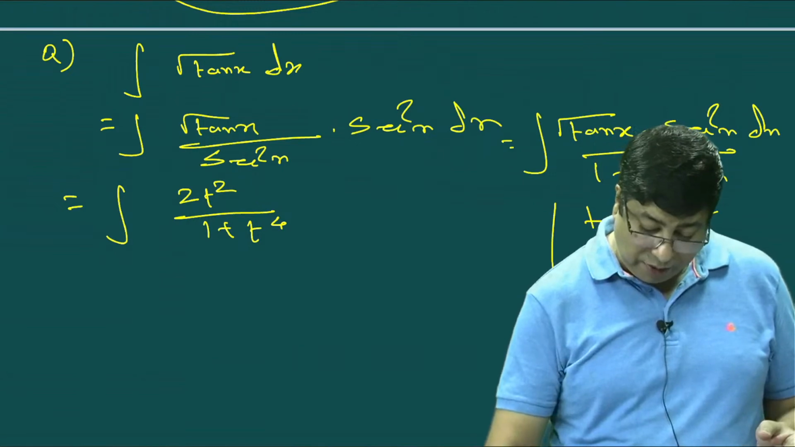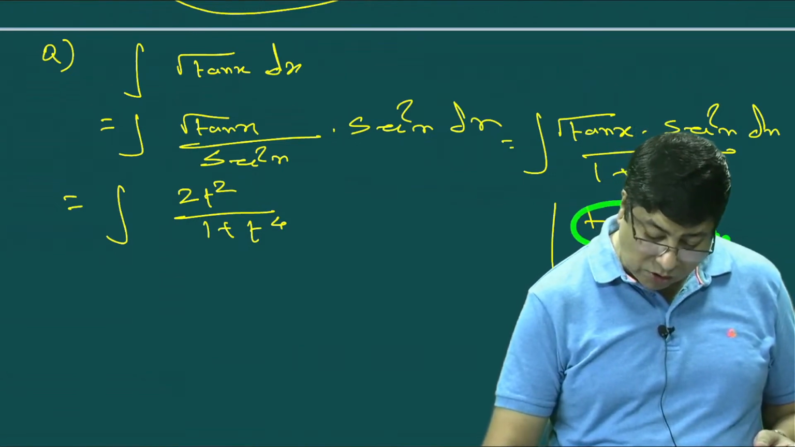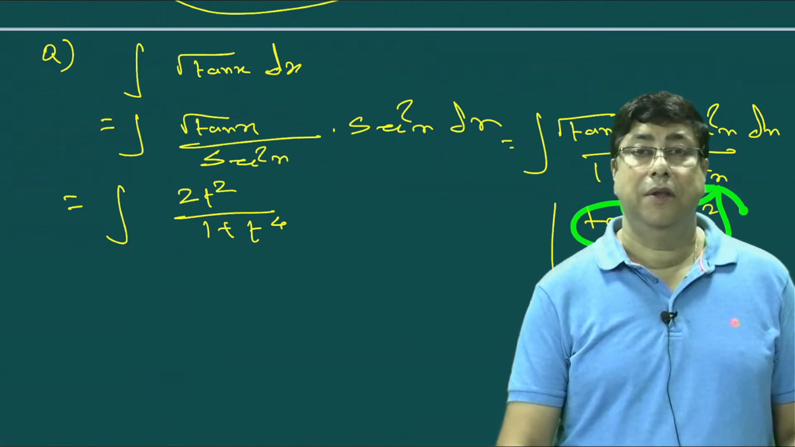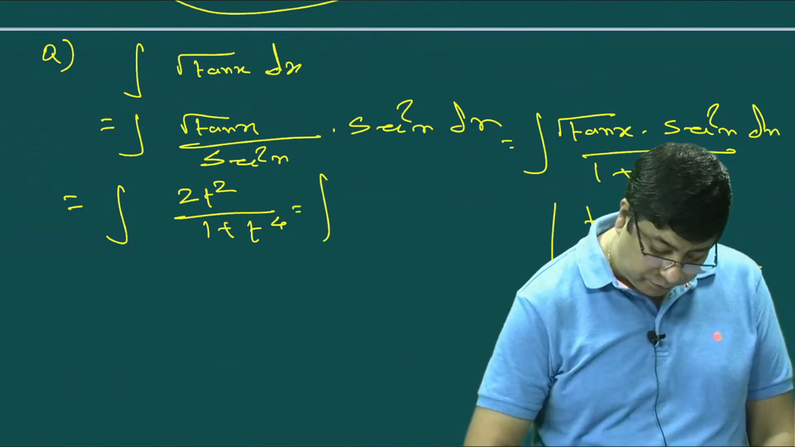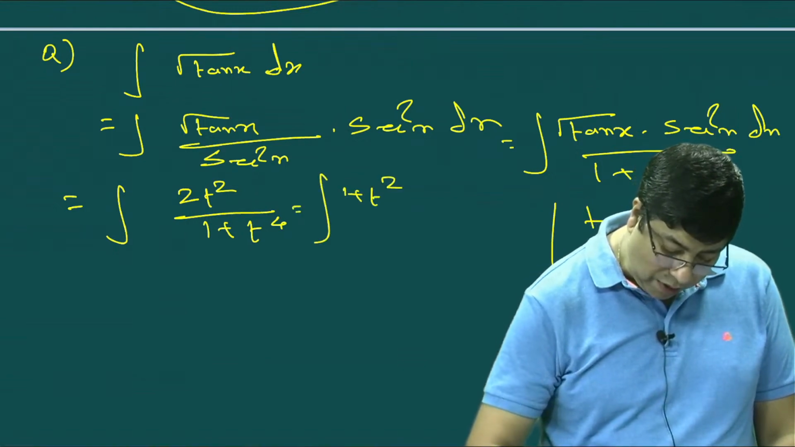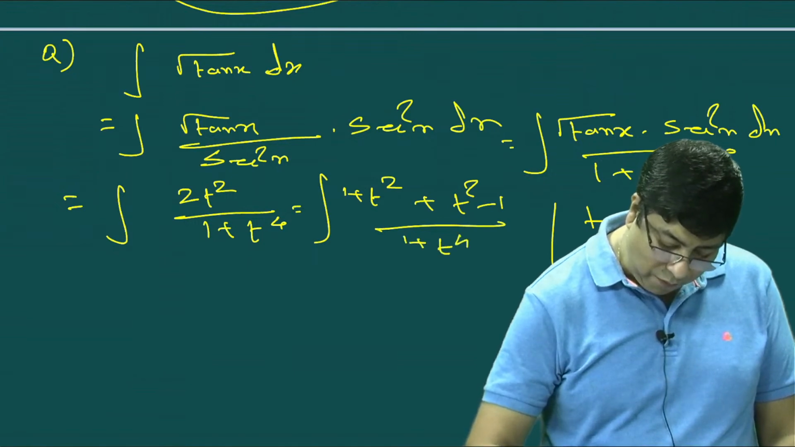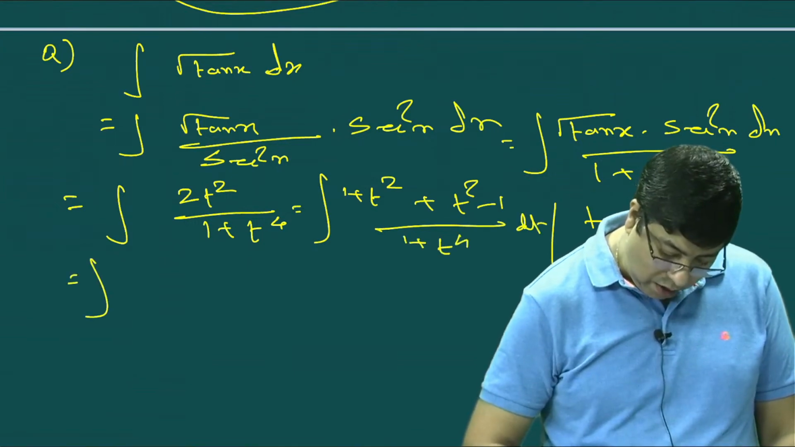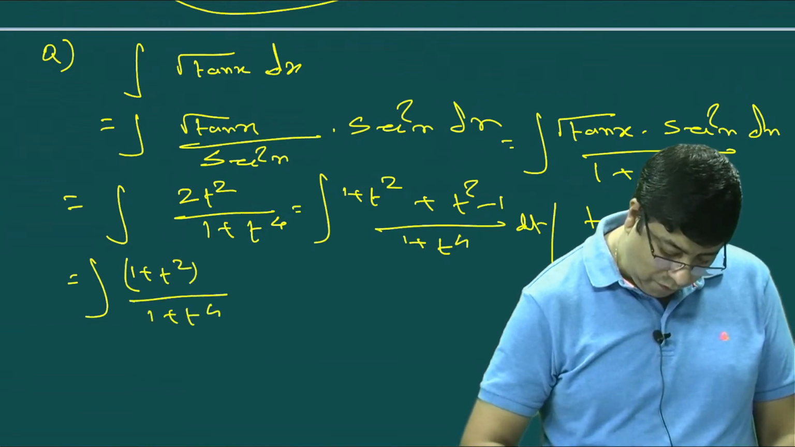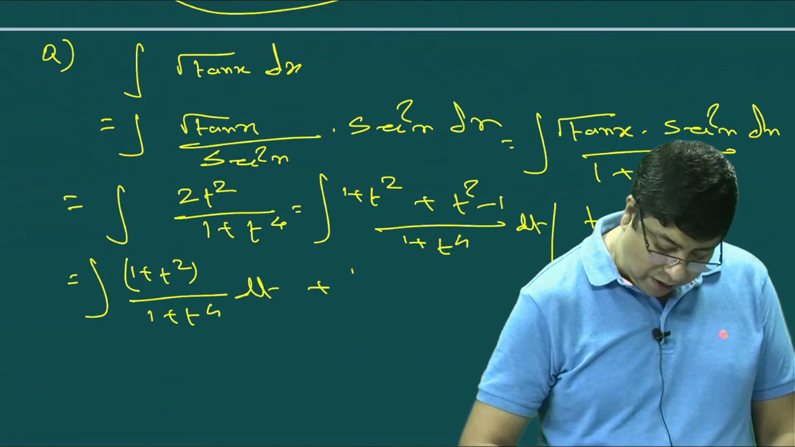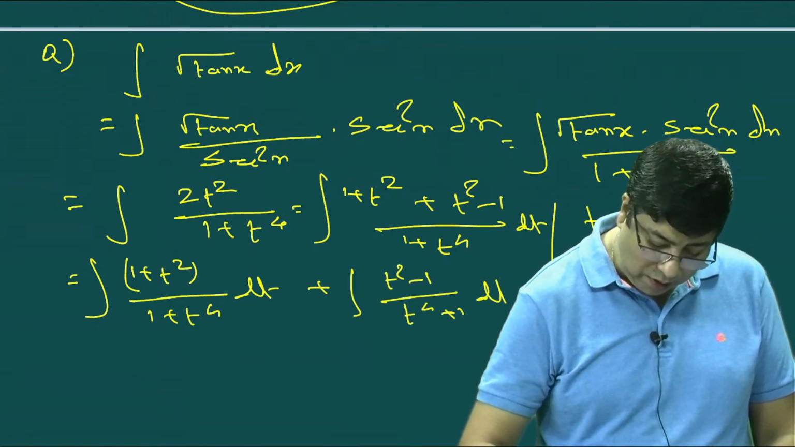Just understand one thing, tan x as t square, so tan square x is t to the power 4. Here it is coming to be t to the power 4. Therefore, we can write here 1 plus t square plus t square minus 1 by 1 plus t to the power 4 dt. Now 1 plus t square by 1 plus t to the power 4 dt plus t square minus 1 by t to the power 4 plus 1 dt.